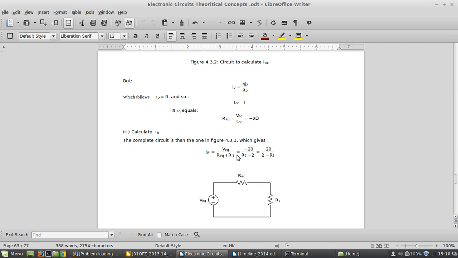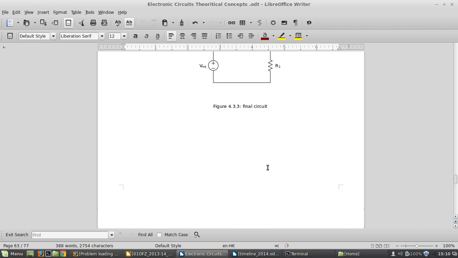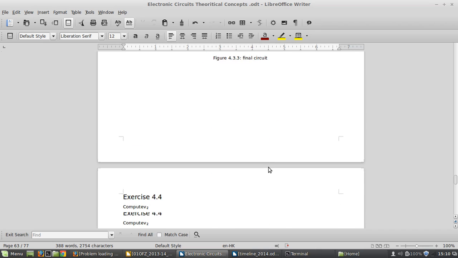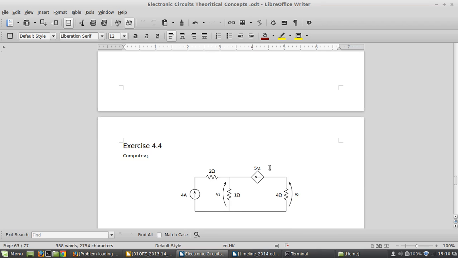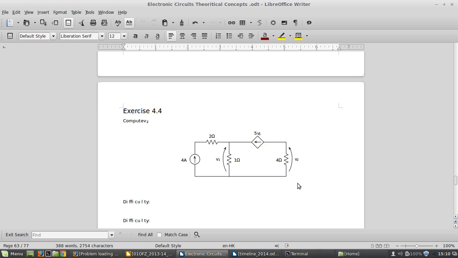Now lastly, to compute IR, we substitute the Thevenin equivalent circuit here. The particular resistor is also placed here, and we find IR, the current through the resistor. Lastly we use the voltage division law.